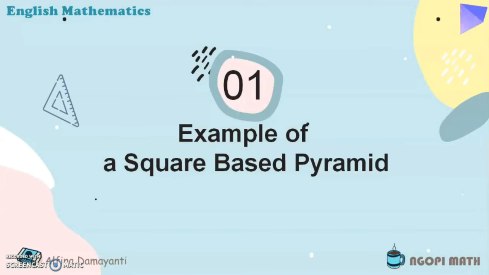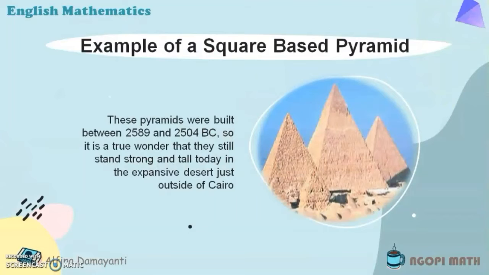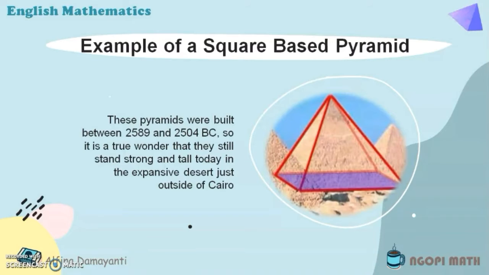First, example of square-based pyramid. You need to travel to Egypt to know that it hosts some of the world's most marvelous wonders, the Pyramids of Giza. These pyramids were built between 2589 and 2504 BC, so it is a true wonder that they still stand strong and tall today in the expansive desert just outside of Cairo. The pyramids of Giza are one of the oldest examples of square pyramids.